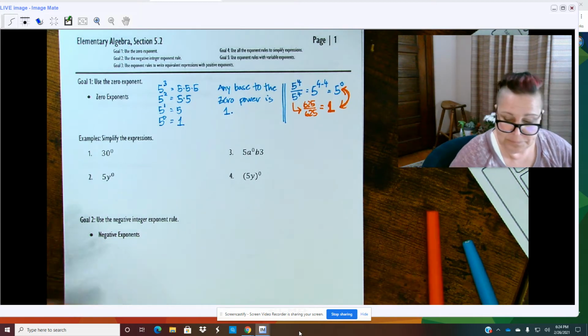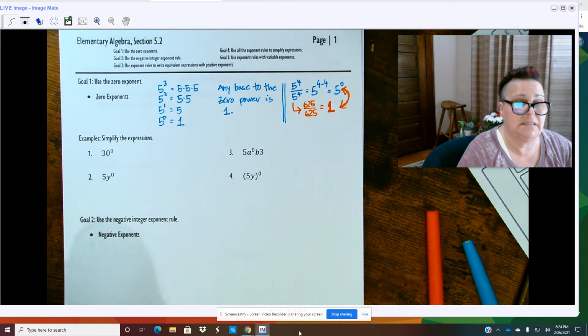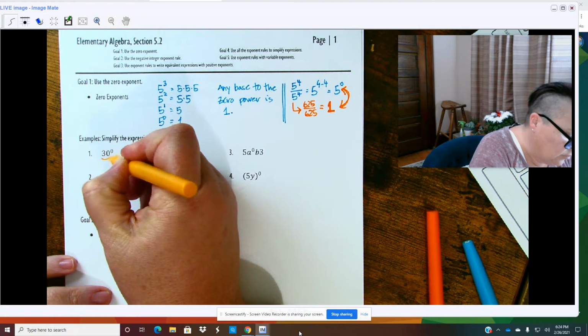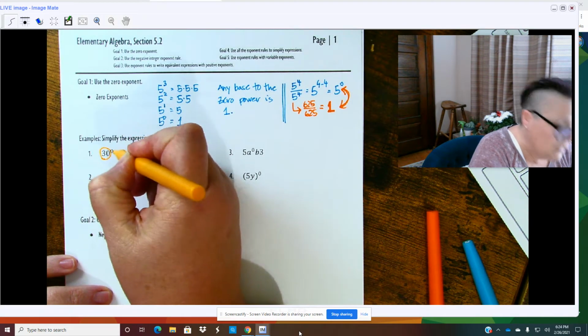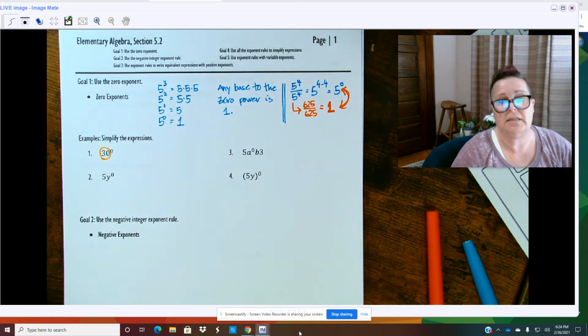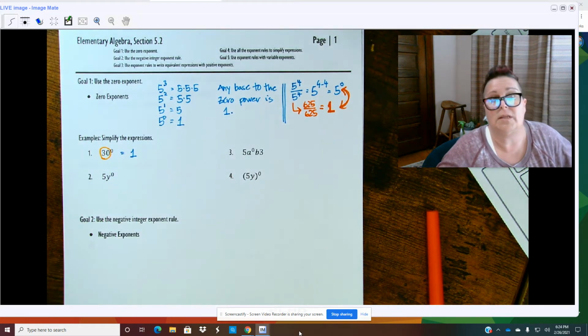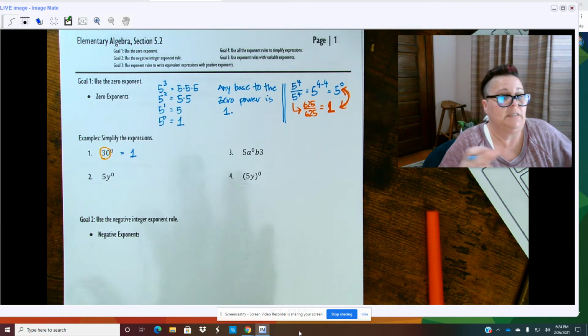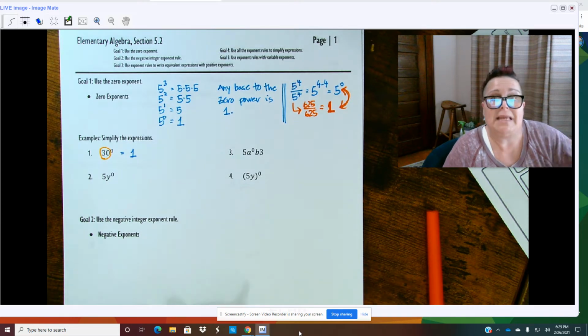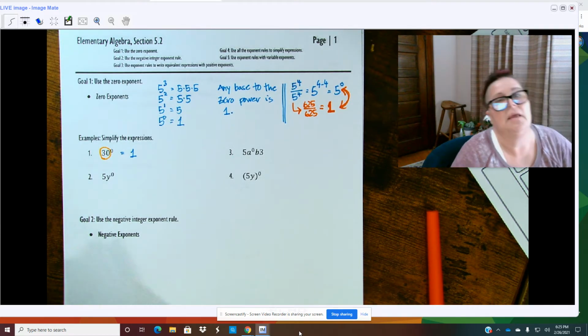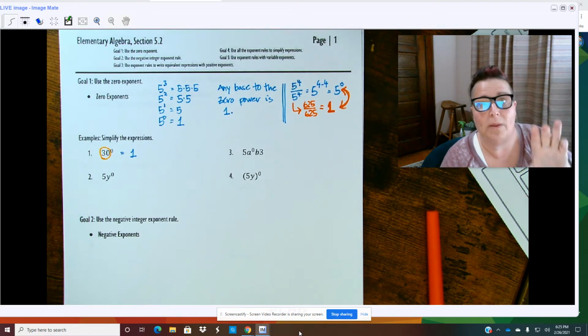For example, here I have 30 to the 0 power. This 30 is the base, 30 taken to the 0 power. Anything to the 0 power is 1. 30 to the 0 power is 1. Any base to the 0 power is 1. It is important to recognize what the base is.